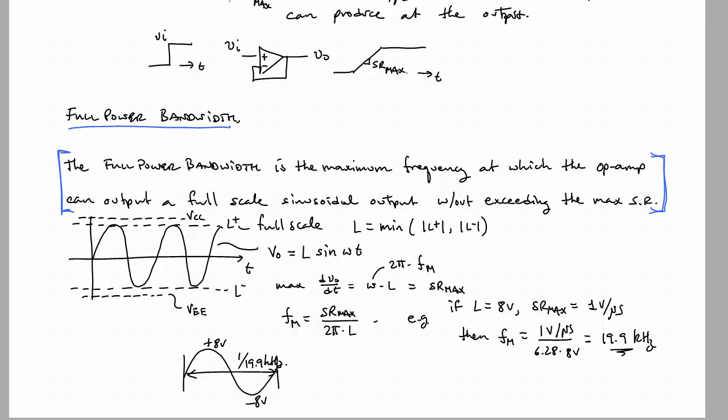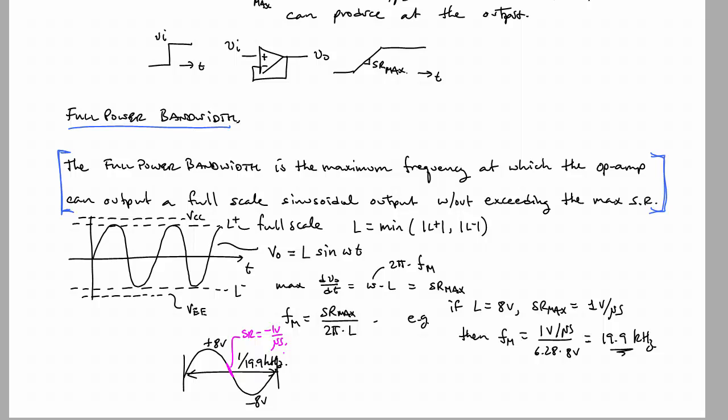Above that, the slew rate here is going to be equal to 1 volt, or minus 1 volt per microsecond, right at that frequency and that amplitude for that signal. So that's what we mean by the full power bandwidth.